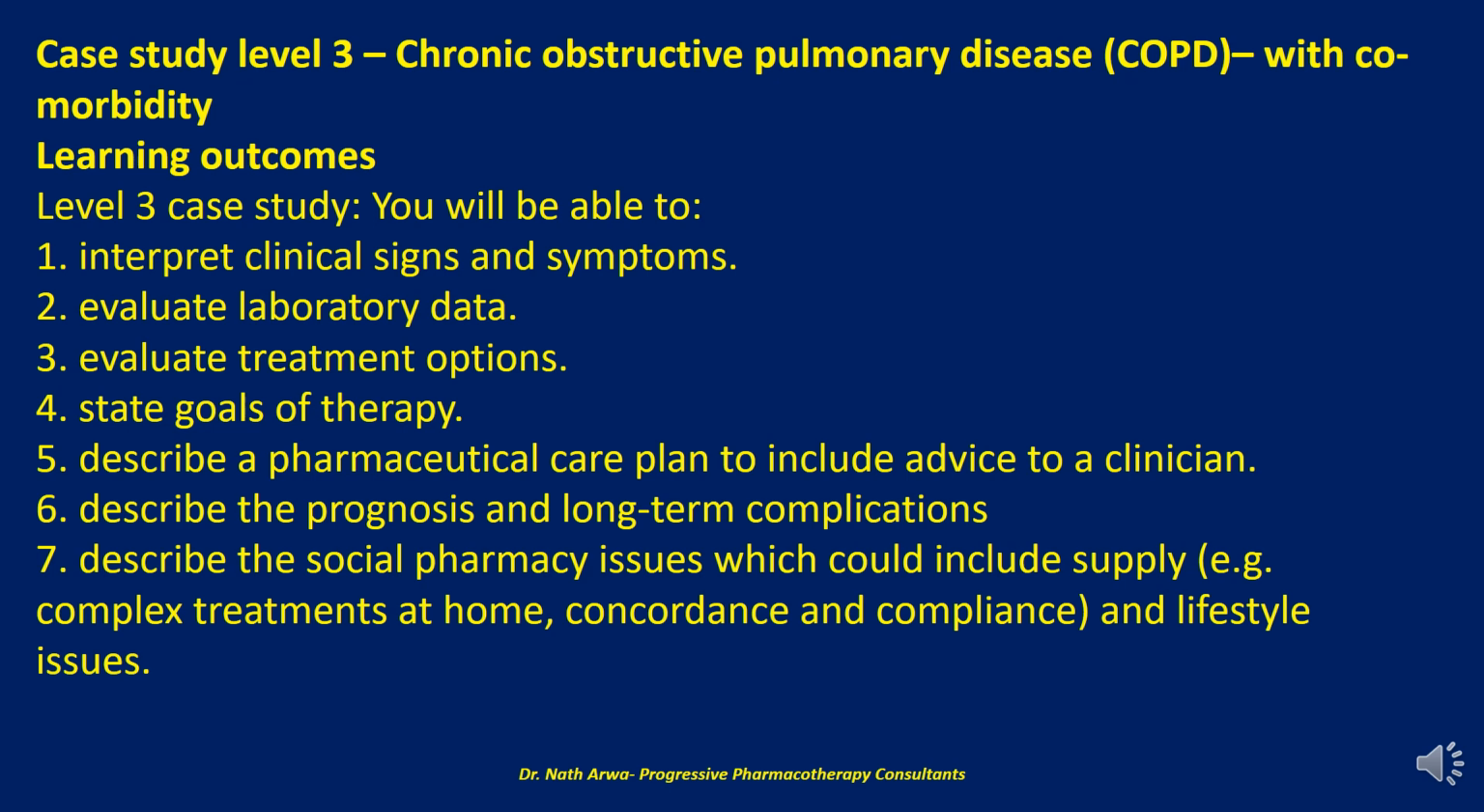Evaluate laboratory data. 3. Evaluate treatment options. 4. State goals of therapy. 5. Describe a pharmaceutical care plan to include advice to a clinician. 6. Describe the prognosis and long-term complications. And 7. Describe the social pharmacy issues which could include supply, e.g. complex treatments at home, concordance and compliance, and lifestyle issues.